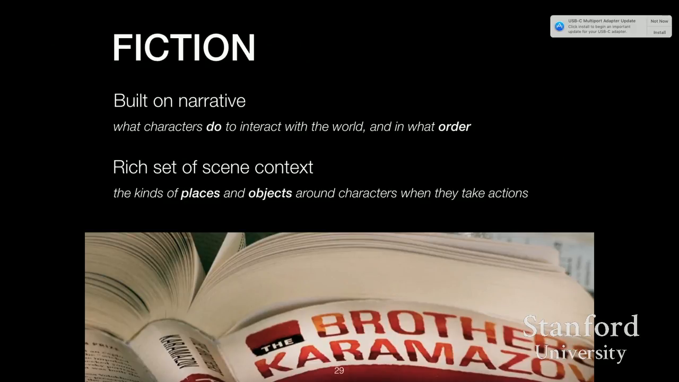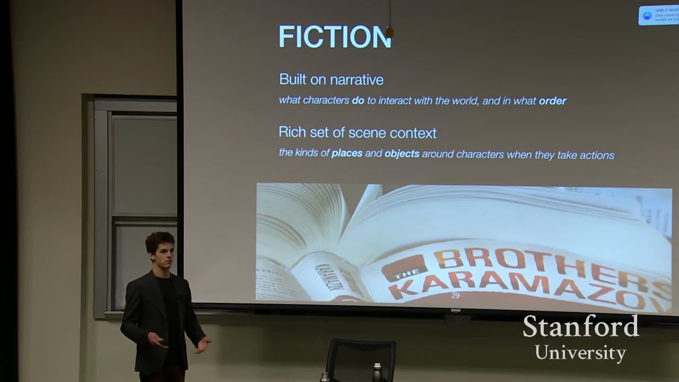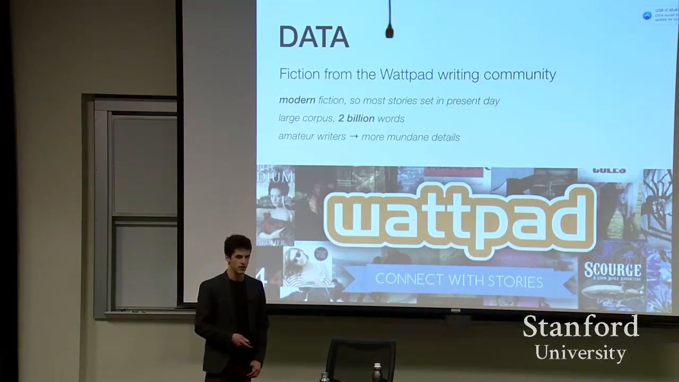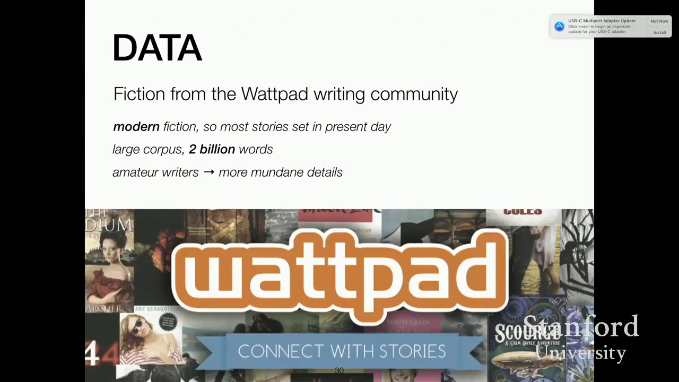And the second advantage is that it has this really rich set of scene context. So there are many places, objects, even adjectives that surround characters when they're taking certain kinds of actions. And we can combine this together to build these broad models of human life. So we want to use fiction, but what specific data are we actually interested in here?